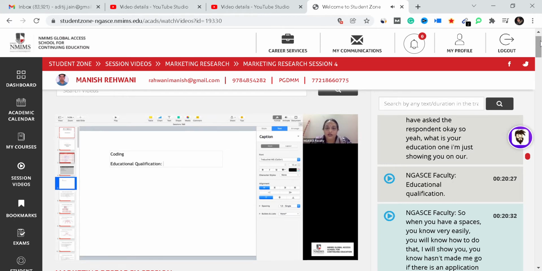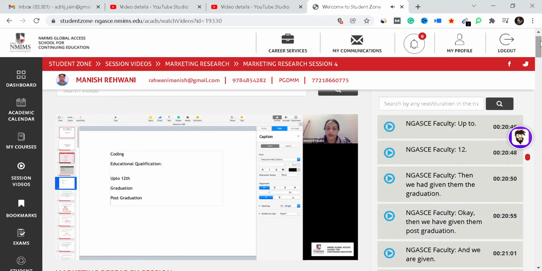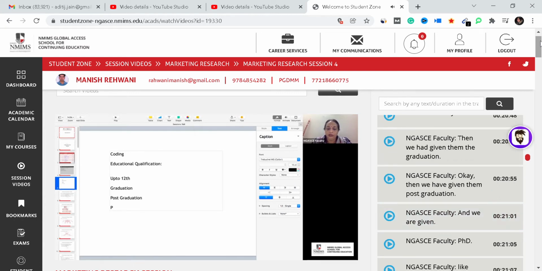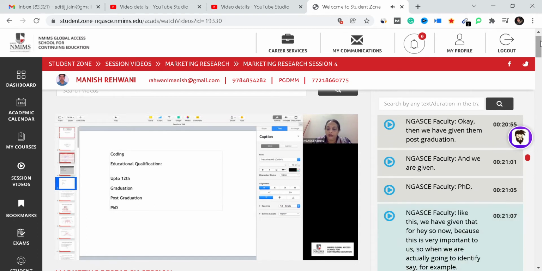So for educational qualification, we have given them options: up to 12th, then graduation, then post-graduation, then PhD. Like this, we have given them 4 options. Right. Now, this is very important to us.